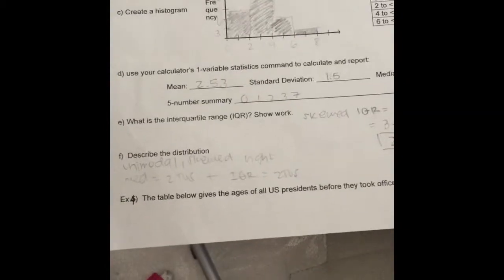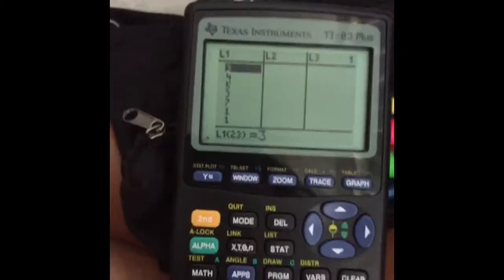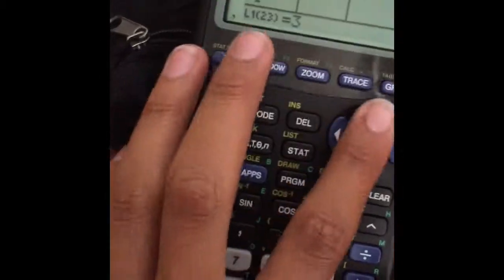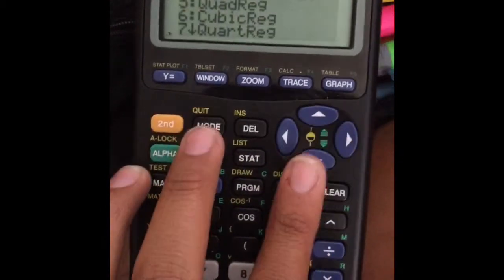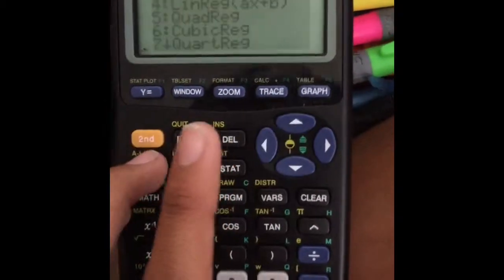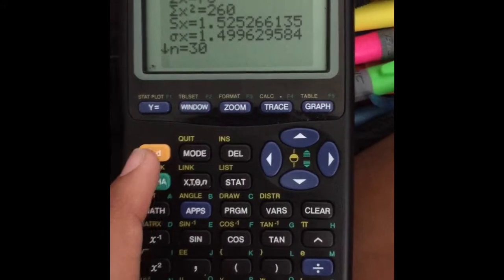And then you can use your calculator to easily solve the statistics. I've entered all the data from here into list 1, which is from stat. So now all I have to do is press stat, calc, and then 1-var stats, and then press enter. And it gives me everything I need to know for this question. This question is asking for the mean, standard deviation, 5-number summary, and the median.